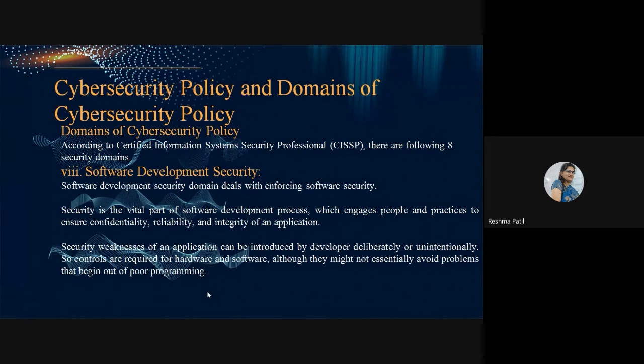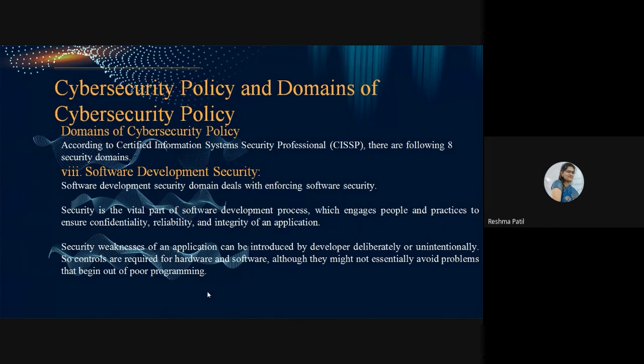So sometimes developer can introduce any error that could be deliberately or unintentionally. They don't know about that attack. For example, if they are developing website, they don't know particular attack. If that particular attack occurs, then something will be lost.